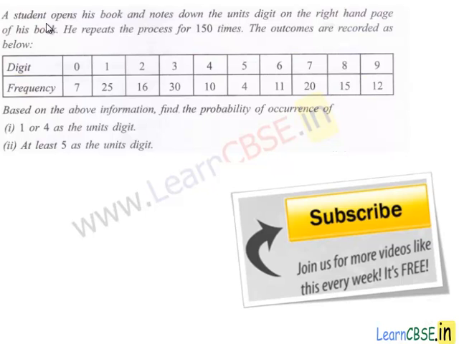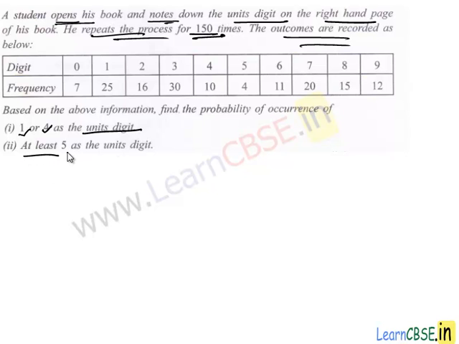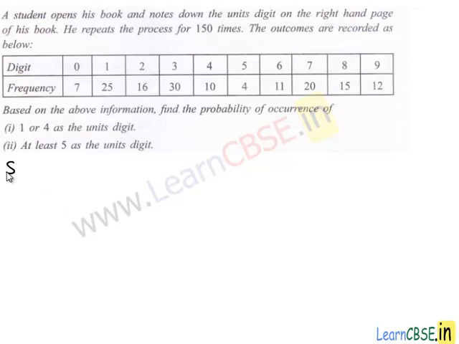Let's move to the next question. In this question, a student opens his book and notes down the unit digit of the right hand page. He repeats the process for 150 times. The outcomes are tabulated here. Based on this information, we have to say the probability of occurrence of 1 or 4 as the unit digits. Similarly, we have to find the probability that at least 5 is the unit digit. So let's work out the problem.